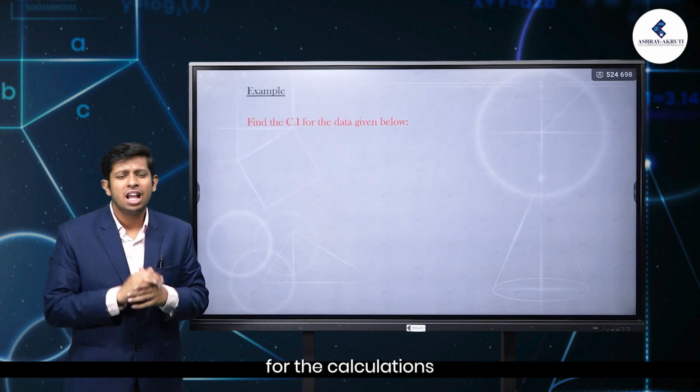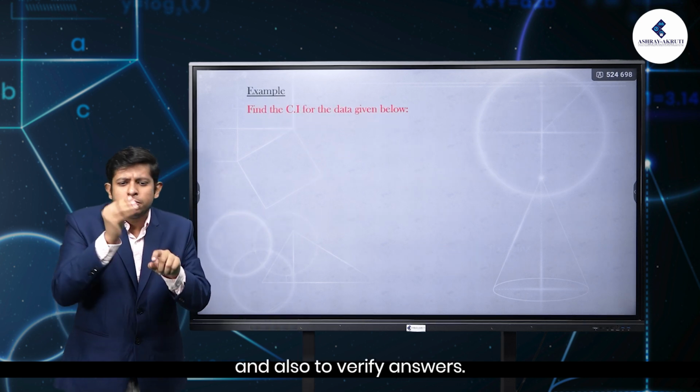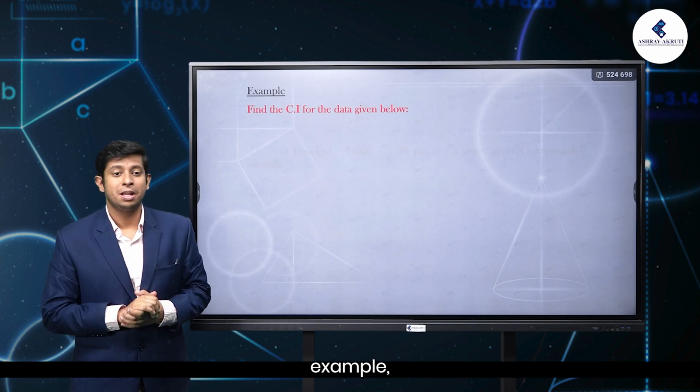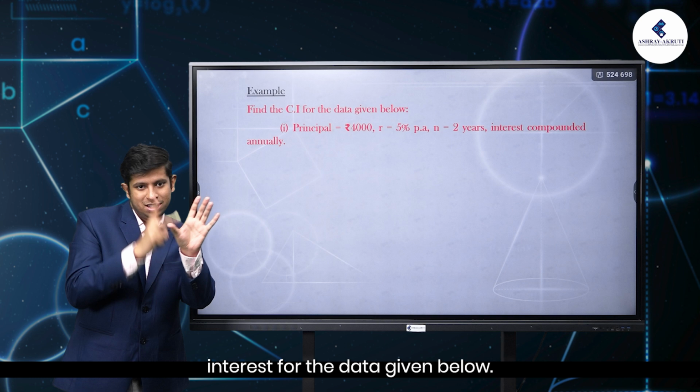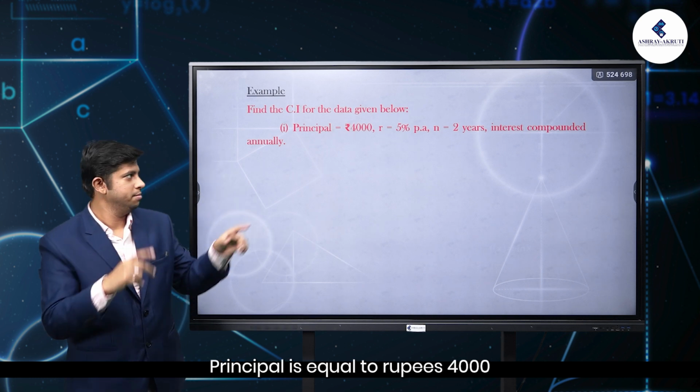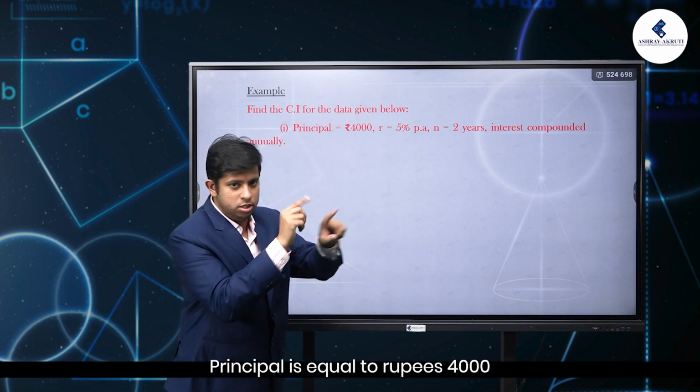Example. First one. Find the compound interest for the data given below. Principal is equal to rupees 4,000, R is equal to 5% per annum, N is equal to 2 years, interest compounded annually.